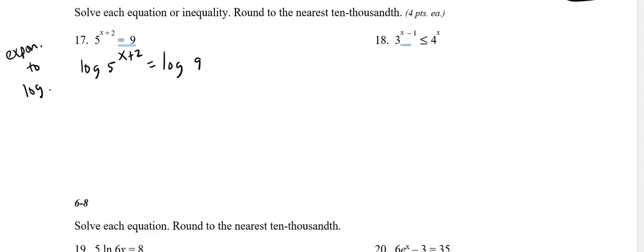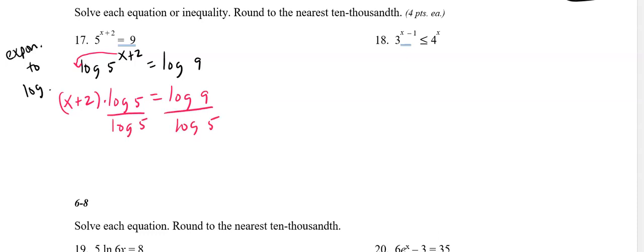And now I get to apply this property called the power property, which says bring down the x plus 2 and multiply by it. And now you can undo multiplying by log 5 with division of log 5 on both sides. And now you're going to go to your calculator, and I'll go to mine, and we're going to do log 9 divided by log 5.